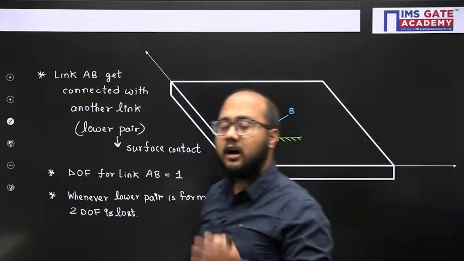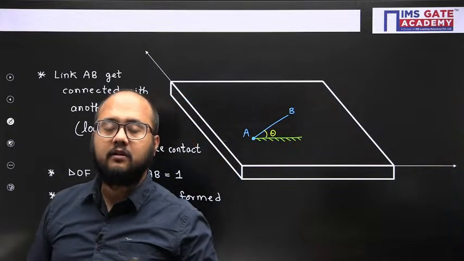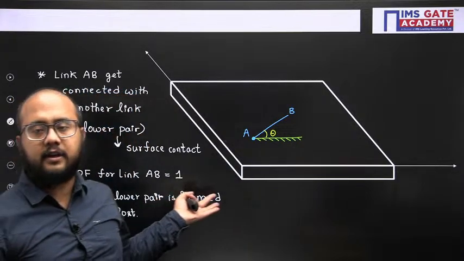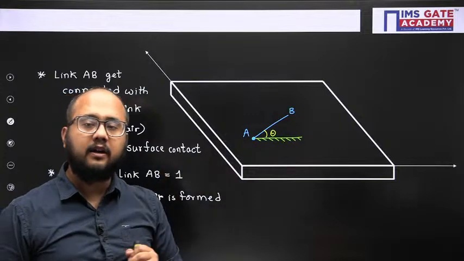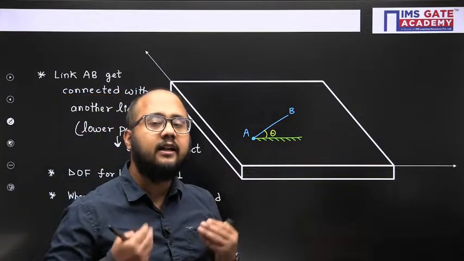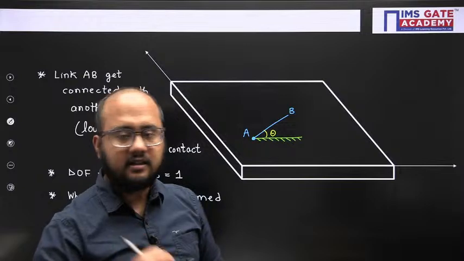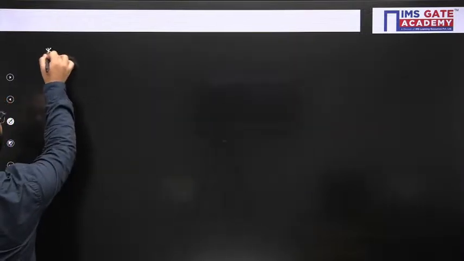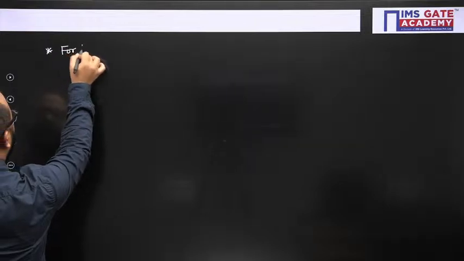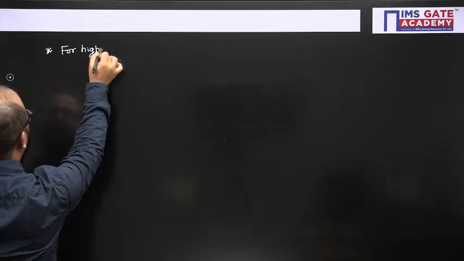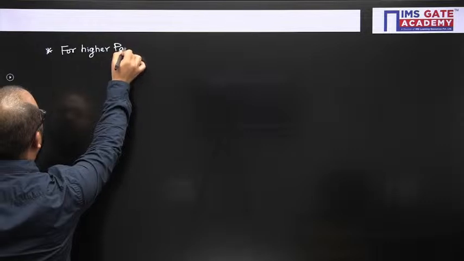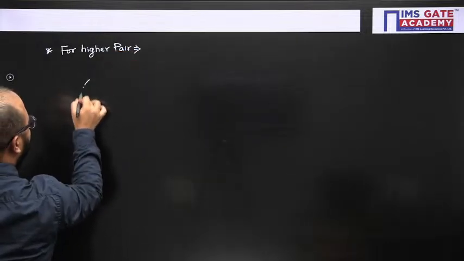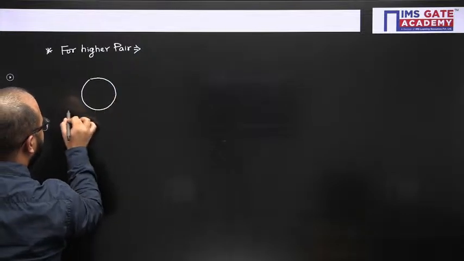Now what about the higher pair? If the connection is a higher pair, for example, in this case it is a lower pair, but let's suppose it is a higher pair, in that case, how many degrees of freedom will be lost? That is the next question. Okay, so please understand. For higher pair, see, let's suppose this is the disk we have.